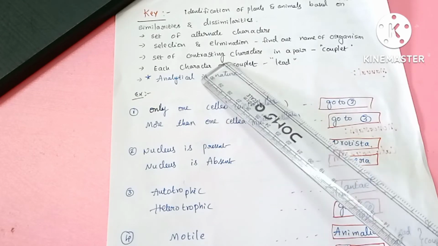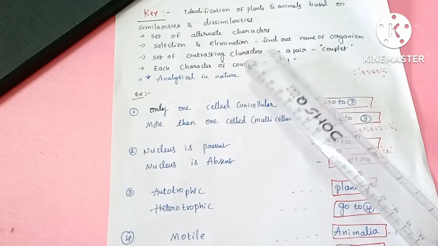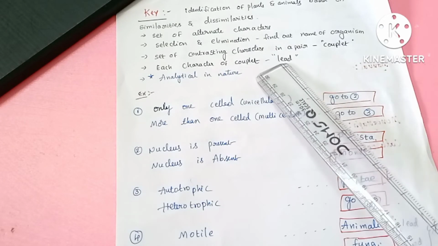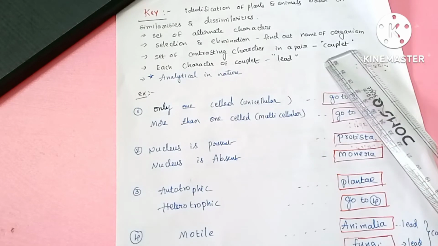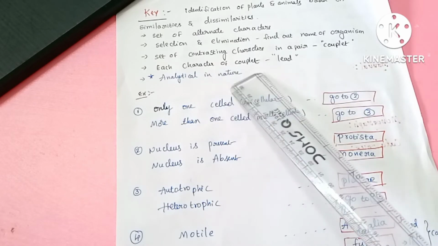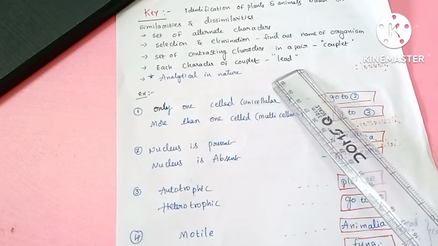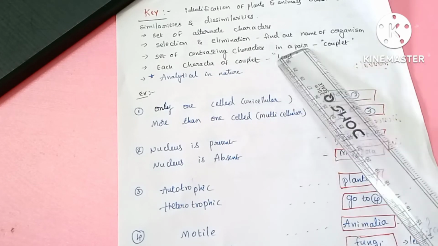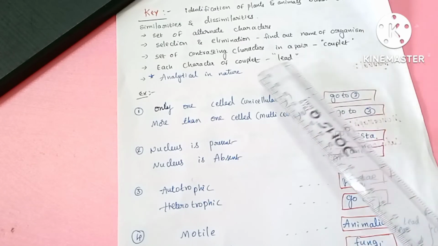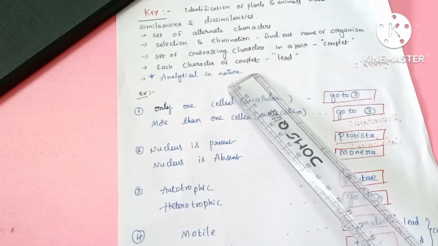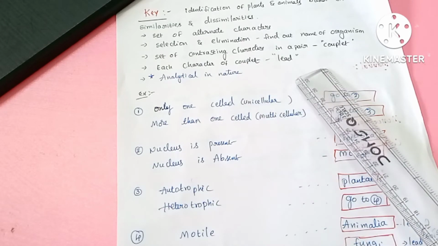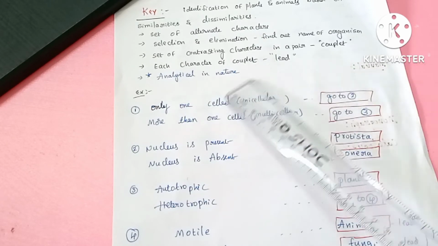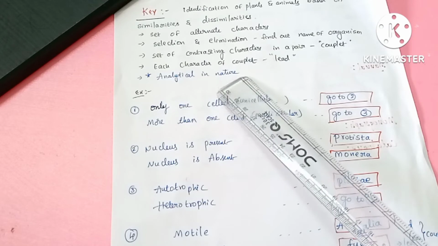Here we use a set of contrasting characters. These contrasting characters or statements are in the form of a pair. That pair of contrasting characters is called a couplet, and each individual statement of that couplet is called a lead. We need to remember that the pair of contrasting characters is called a couplet, and each statement of the couplet is called a lead. And it is analytical in nature. In this key, these 3 points are very important: what is a couplet, what is a lead, and analytical nature.